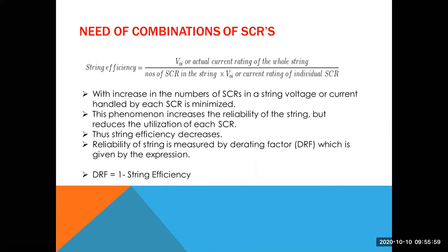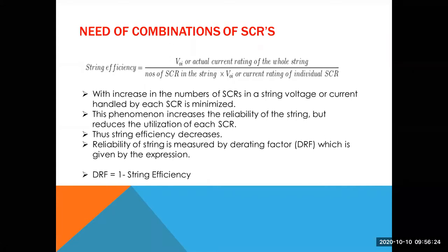In the ideal case, we consider string efficiency to be 100%, which means there is an equal voltage distribution. That is our assumption; practically it is not achieved. For the ideal case, string efficiency is 100%, that means string efficiency is 1, so DRF will be 0. For the ideal case, string efficiency is 1 and derating factor is 0.